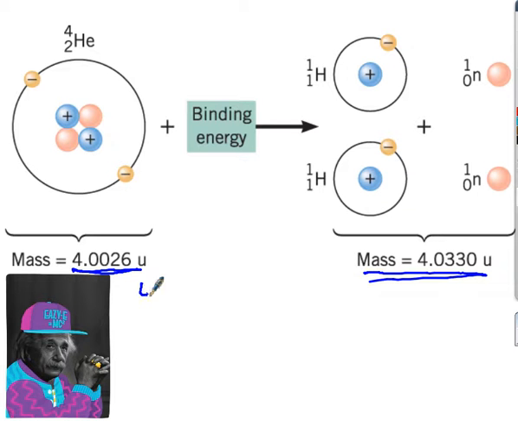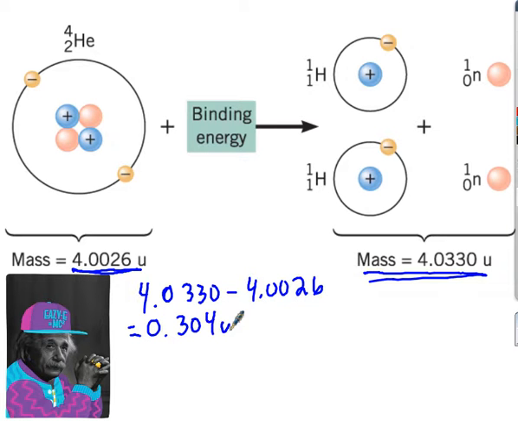The individual nucleons are heavier, 4.0330 minus 4.0026. The difference between them is 0.304 atomic mass units. So we're missing that much mass.